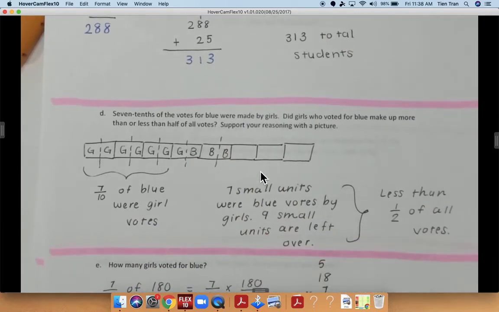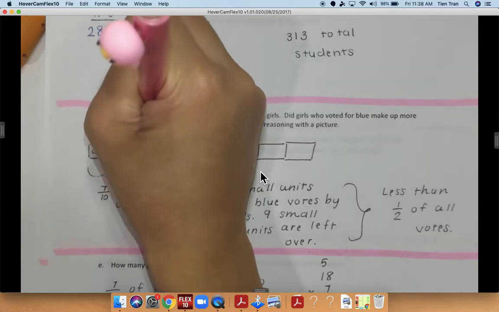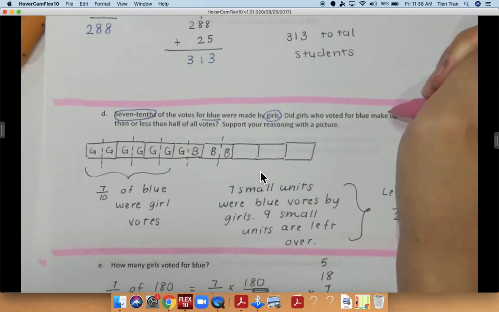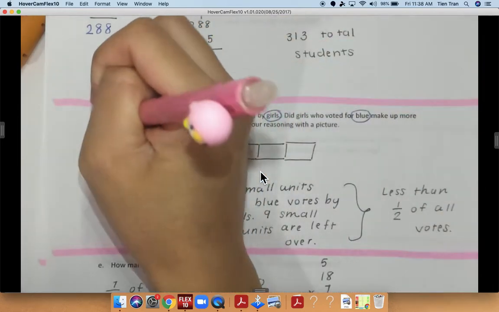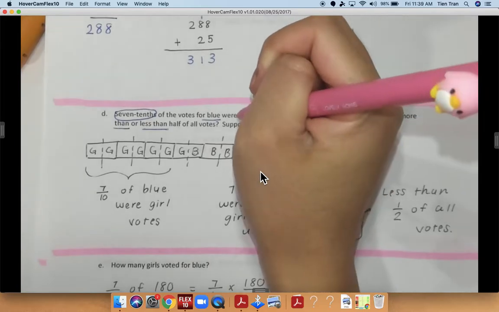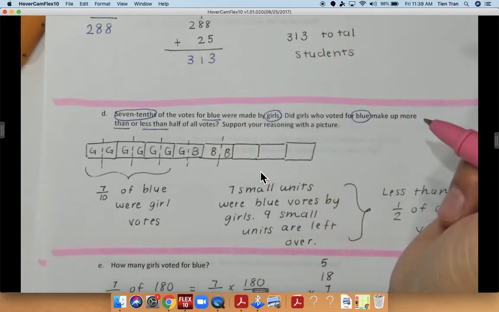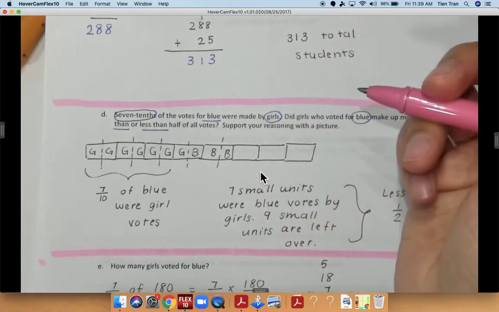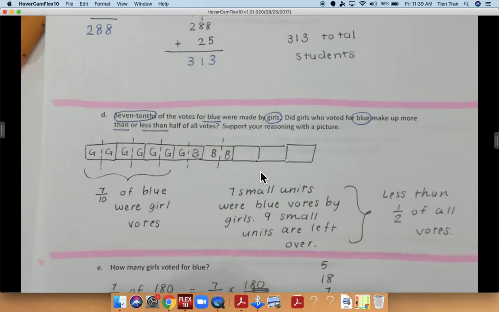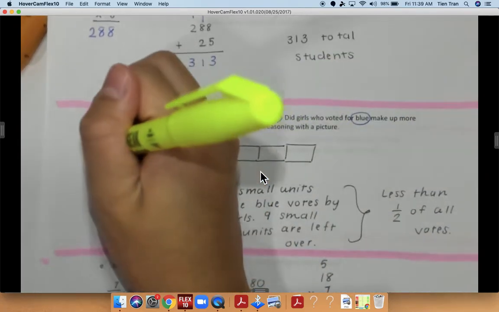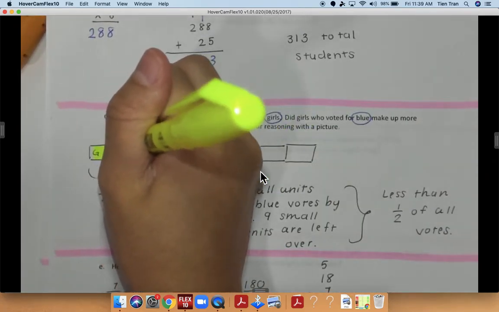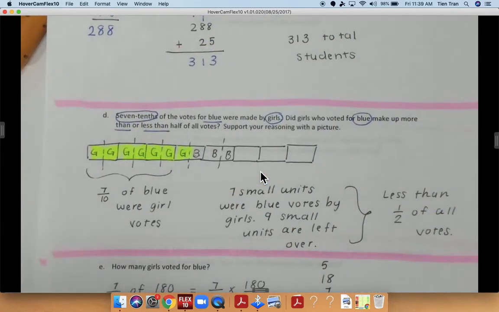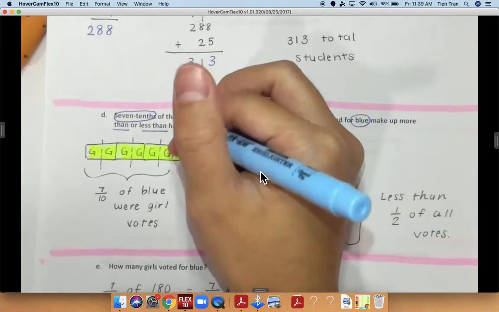For problem D, it says here 7/10 of the votes for blue were made by girls. Did girls who voted for blue make up more than or less than half of all votes? Support your reasoning with a picture. So they want to know how many votes girls voted for and how many votes boys voted for. So I'm going to use yellow to demonstrate how many girls. So we have 1, 2, 3, 4, 5, 6, 7. And then for boys, we have 3 units for boys.